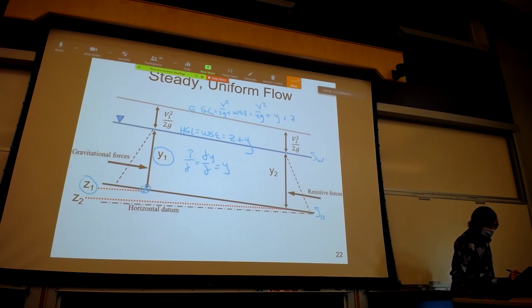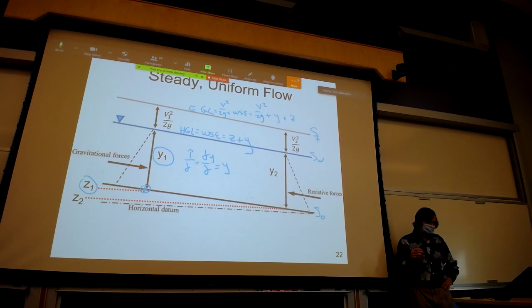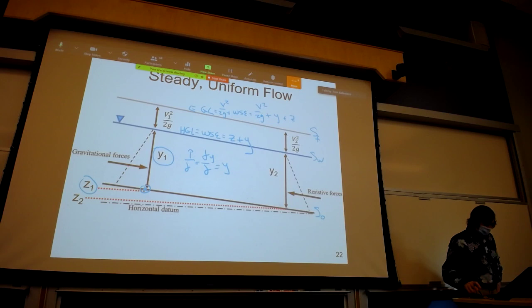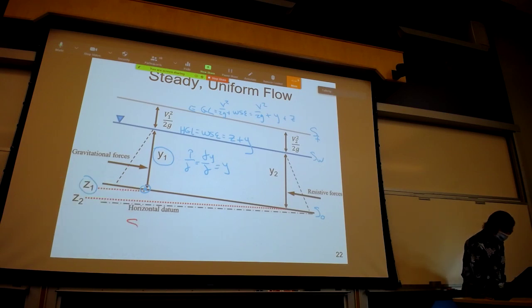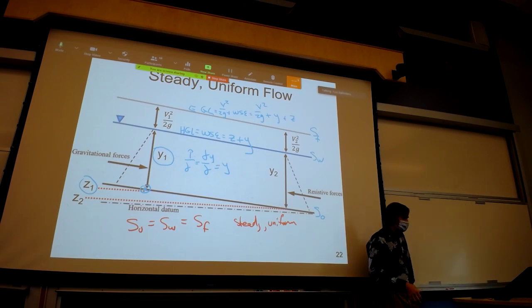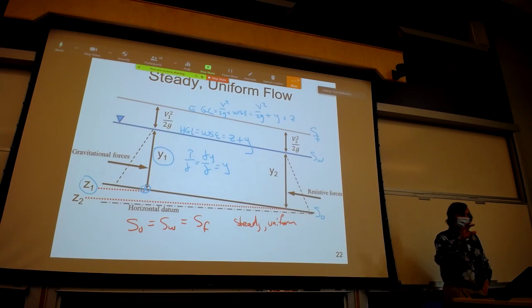And the energy grade line typically has a slope of SF. And you will see this on another slide, but I'm going to point it out here. For steady, uniform flow, those three slopes are the same. And that's why you can assume the bed slope goes into the Manning equation. And this is what we typically use in design.